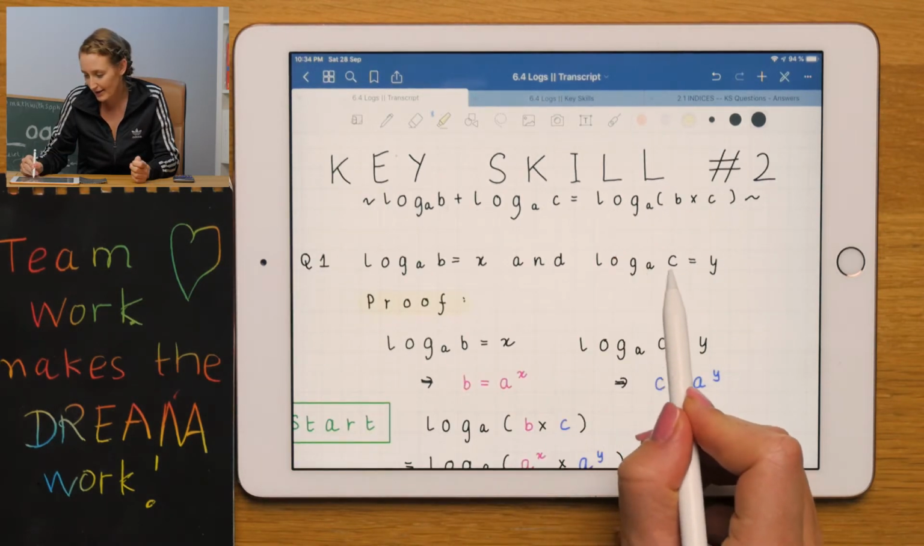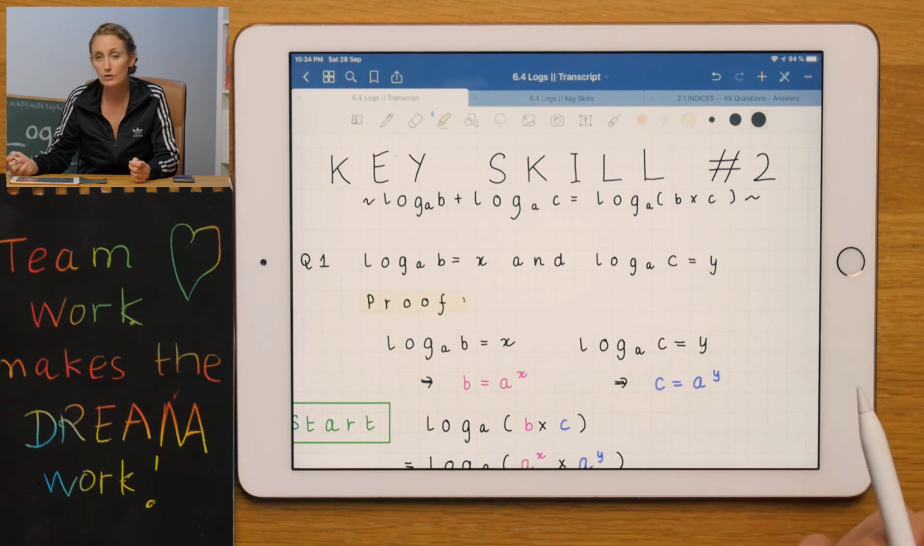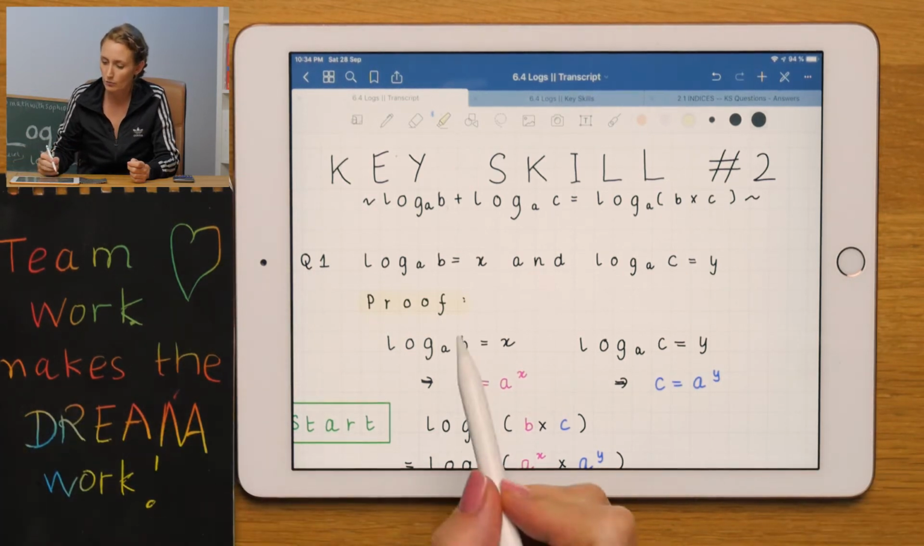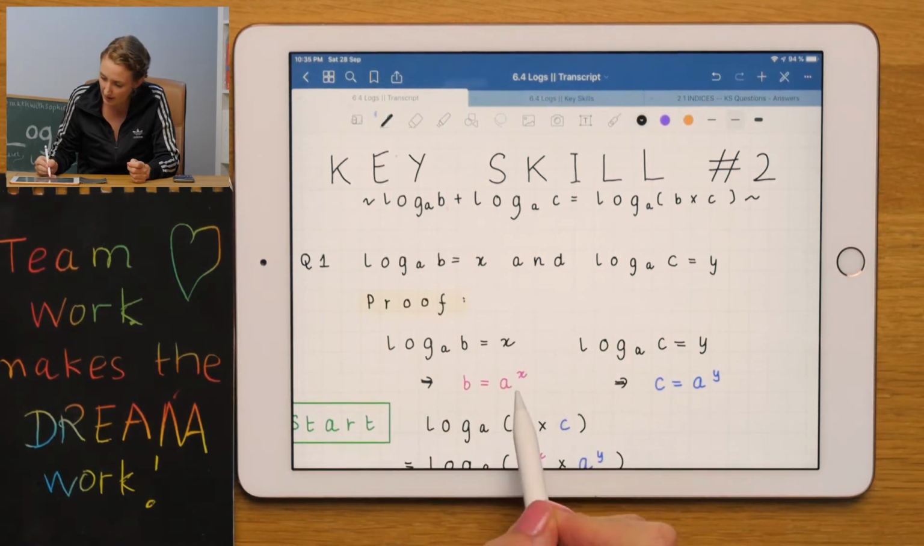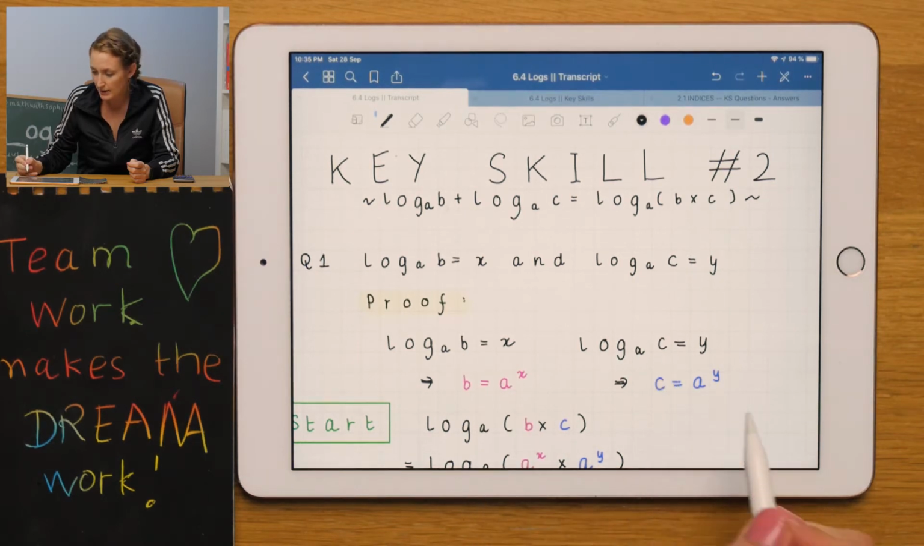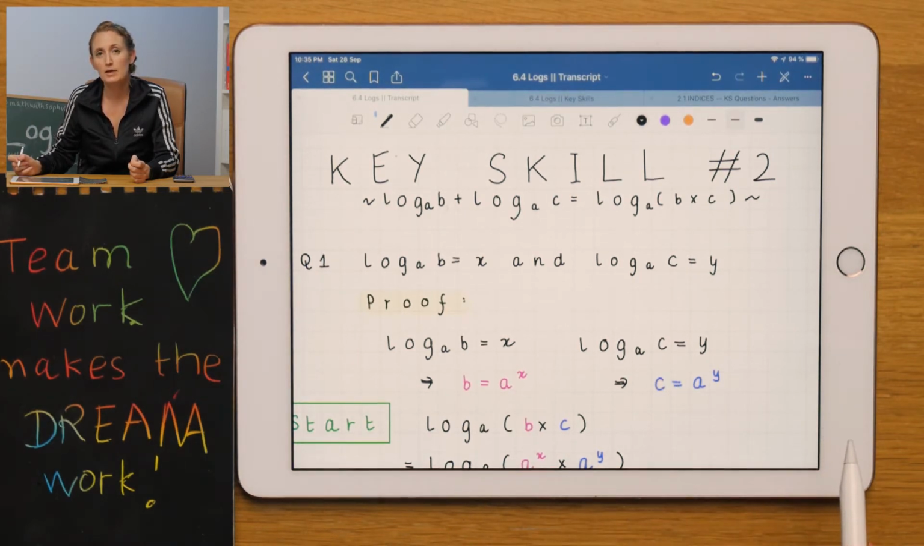So here we go. You've got log a of c equals y. Now we know from what we learned in Key Skill 1 about the uppercut rule, if that's true, the little a can punch the x in the air, and so b must be a to the x, and c must be a to the y. This may be one of the first proofs that you've ever learned.